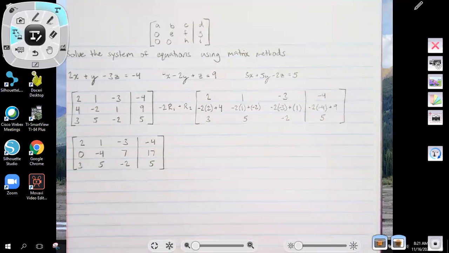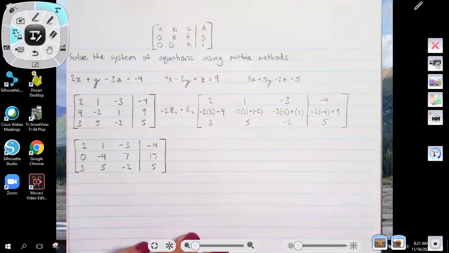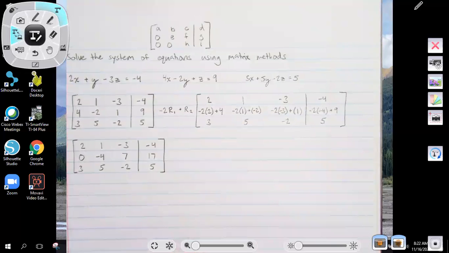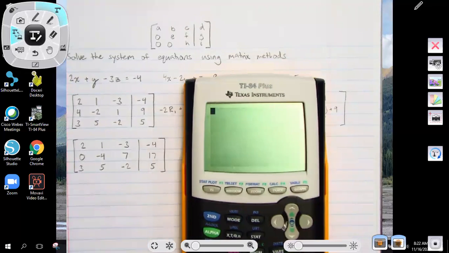So to get a 2 to become a 3, we would need to multiply by 3 halves. If you don't know how to figure that out in your head, you can use a calculator. All you have to do is 3 divided by 2, and that'll tell you what you need to multiply 2 by in order to get 3. So 3 divided by 2 is 1.5, or if you change that to a fraction, 3 halves.